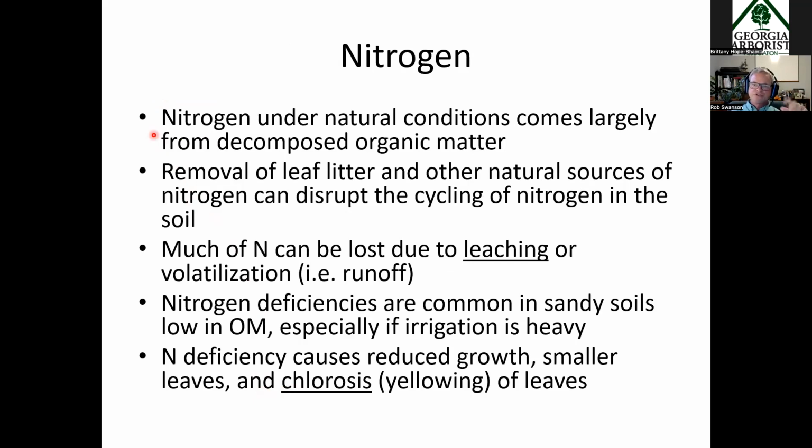Nitrogen under natural conditions comes largely from the decomposition of OM, or organic matter. Removal of leaf litter and other natural sources of nitrogen can disrupt the cycling of nitrogen in the soil. Much of the nitrogen can be lost due to leaching or to volatilization. Volatilization is when it's liberated to the atmosphere. That's when it becomes a gas. Leaching is when it's in a form that holds together long enough that it tends to migrate through the soil profile and actually can get below the root system, so it leaches out of the effective area.